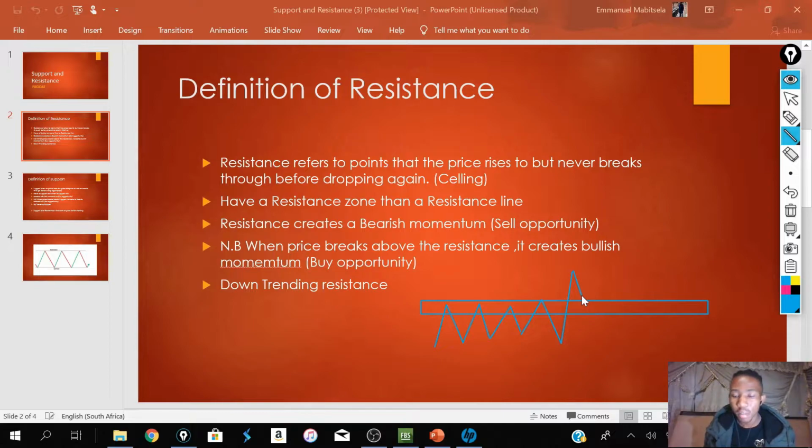And then immediately after it breaks our resistance, we're now looking for what? We're looking for bullish momentum. Meaning we're looking for what? Buying opportunities. Because this is no longer our resistance, it's now our support. Okay, let me show you this again in an actual market.